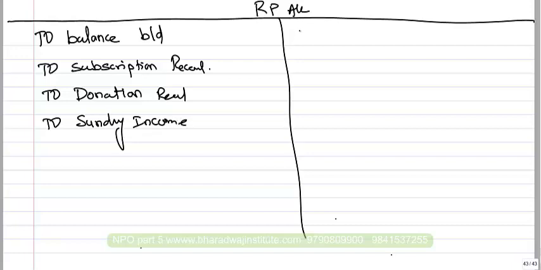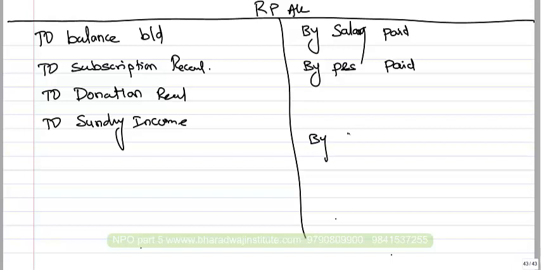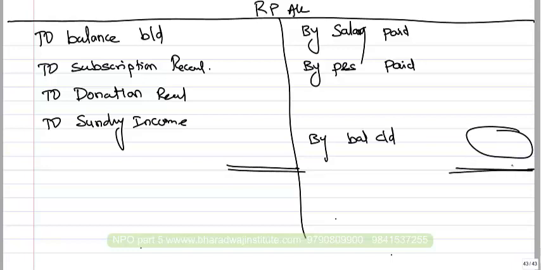Then what are the payments made? All the payments, salary paid. Then printing and stationery payment, you have to take it. Then any other payment? Closing balance, you have to work out. Try to work out collections and payments, you will get the closing balance.